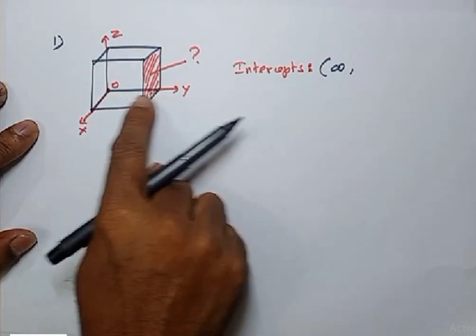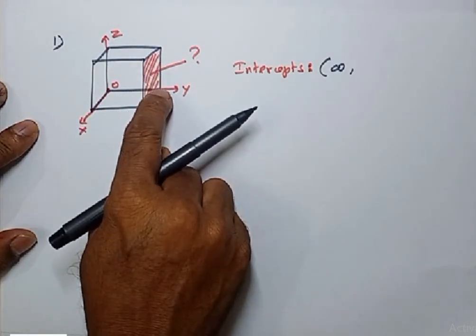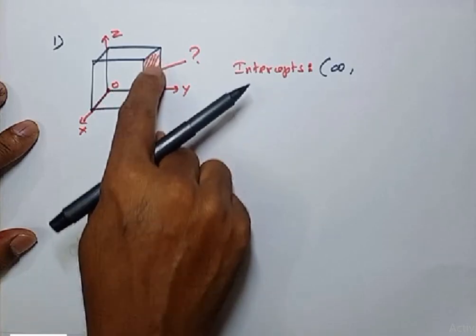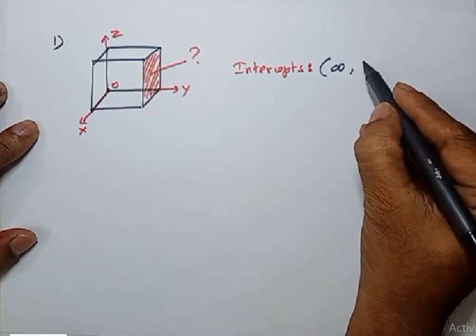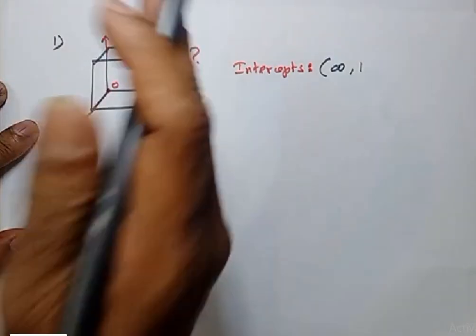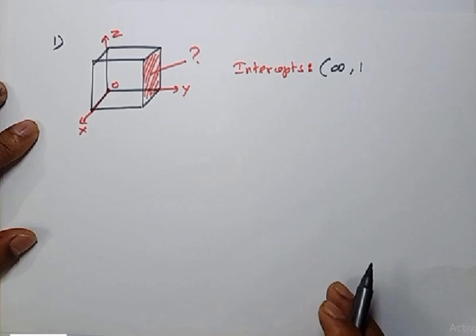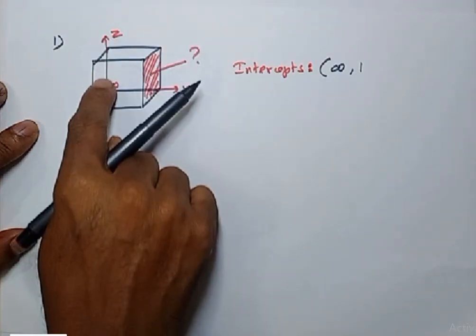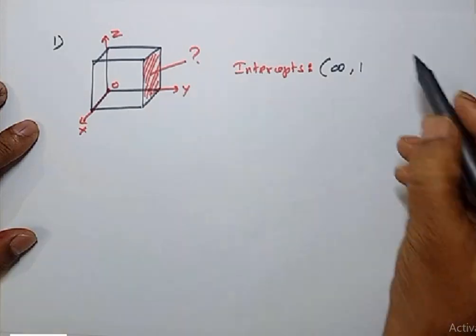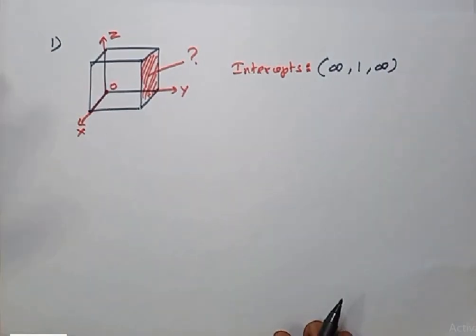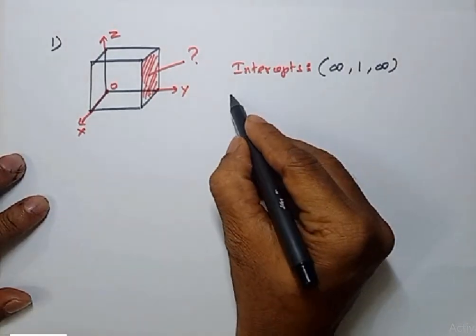What about the y-intercept? This plane cuts the y-axis at unit length. Let me put the length as 1. It cuts the y-axis at unit length, so you put 1. And this plane is also parallel to the z-axis. Therefore, the intercept for the z-axis is also infinity. Take note.